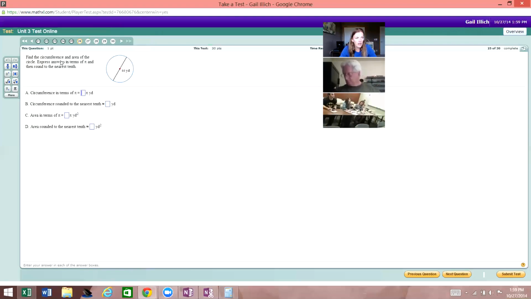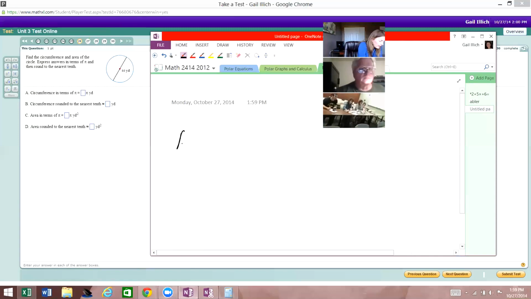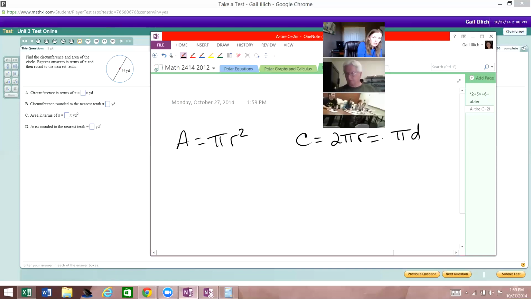Find the circumference and the area of the circle. Express the answer in terms of pi and then round to the nearest tenth. Okay, so we remember that the area of a circle is pi r squared. And for the circumference, there are 2 formulas: 2 pi r or pi d. Either one will work. Now they gave us the diameter, so it's easy to see that the circumference is just going to be 44 times pi.